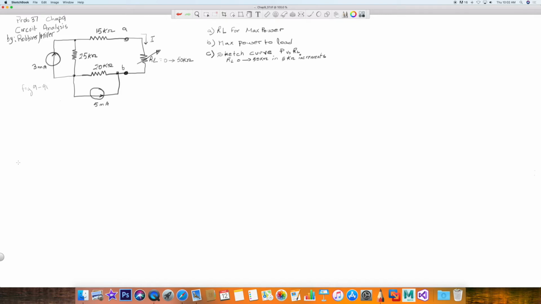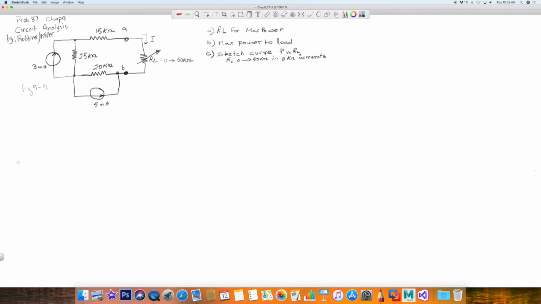Okay, where we had to figure out what will be the ultimate value for RL for maximum power transfer. And then B, find the actual max power, and then go ahead and sketch a graph that shows power versus the load, with the load going from 0 to 50K with 5K increments as we plot this.